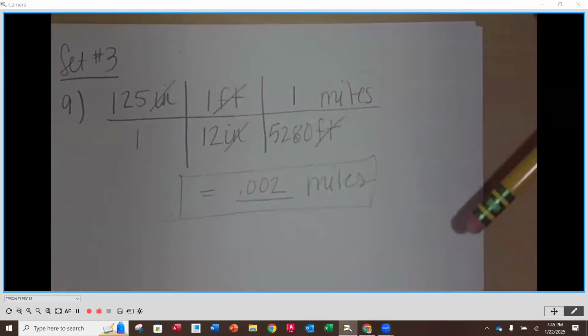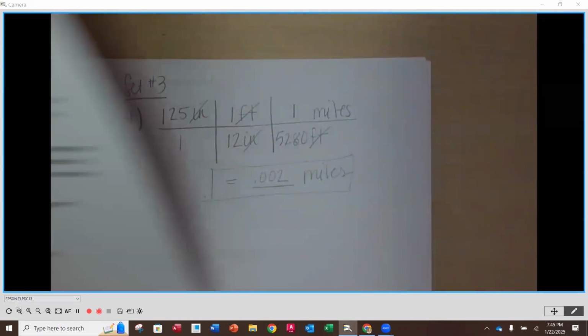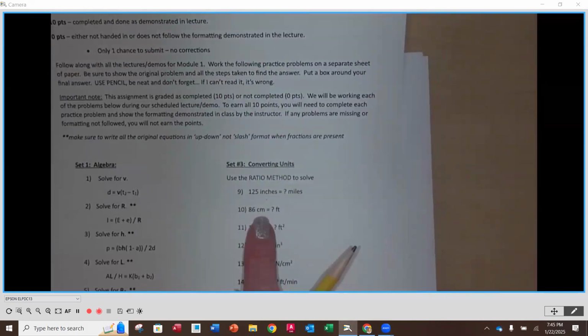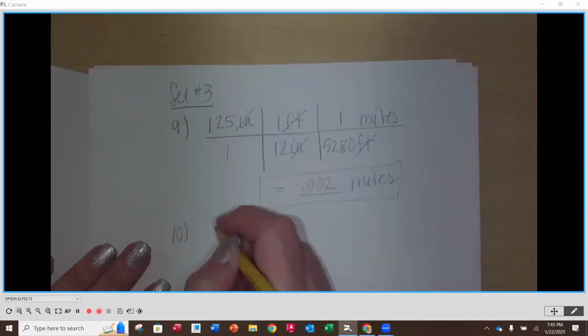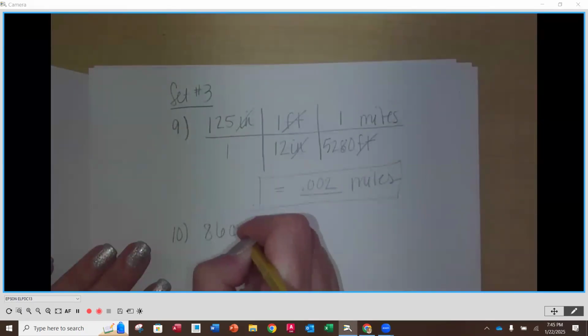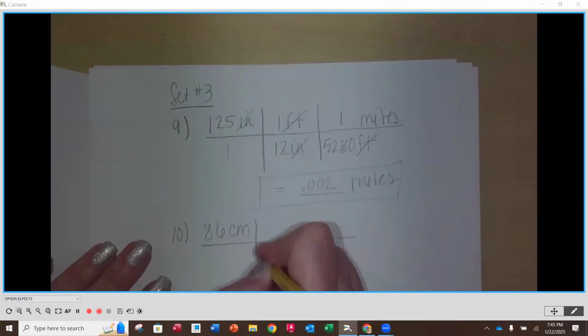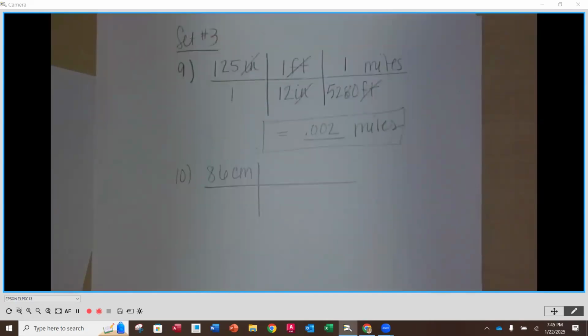All right, let's do another one. Our next one is 86 centimeters. We want to know how many feet that's going to be. So number 10, we want to do 86 centimeters, and then you're just going to start that right off. You don't have to do anything equal to. You just start your grid. And again, we're in the numerator here because we have a whole number with its units.